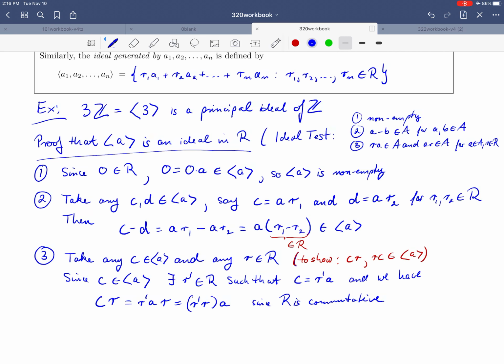And so here again, we have an element in our principal ideal, since R prime R is an element in our ring. And thus, R times C, equal to C times R, is an element in our principal ideal as well. So, indeed, we wrote it down as a definition, but we can show that this principal ideal really is an ideal.